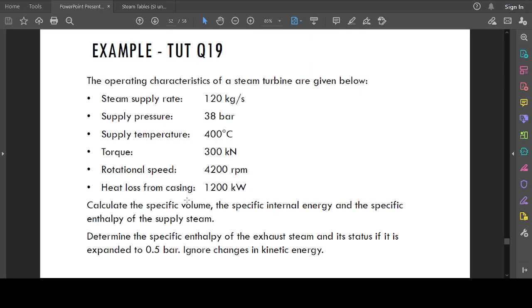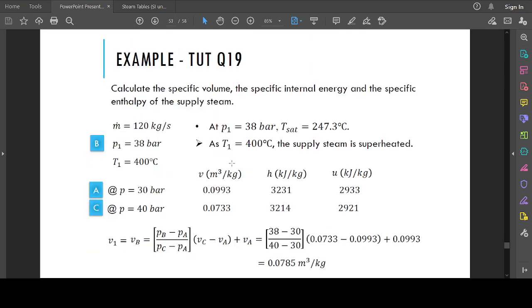Now, some of the things that we have to do is from the steam table. Okay, so since we know the pressure and we know the temperature, we can go to the steam table to find the corresponding specific volume, the corresponding specific internal energy, and the corresponding specific enthalpy. Now, first thing we do, we go to the pressure, the pressure of the steam coming into the turbine at 38 bar. So what would be the saturation temperature?